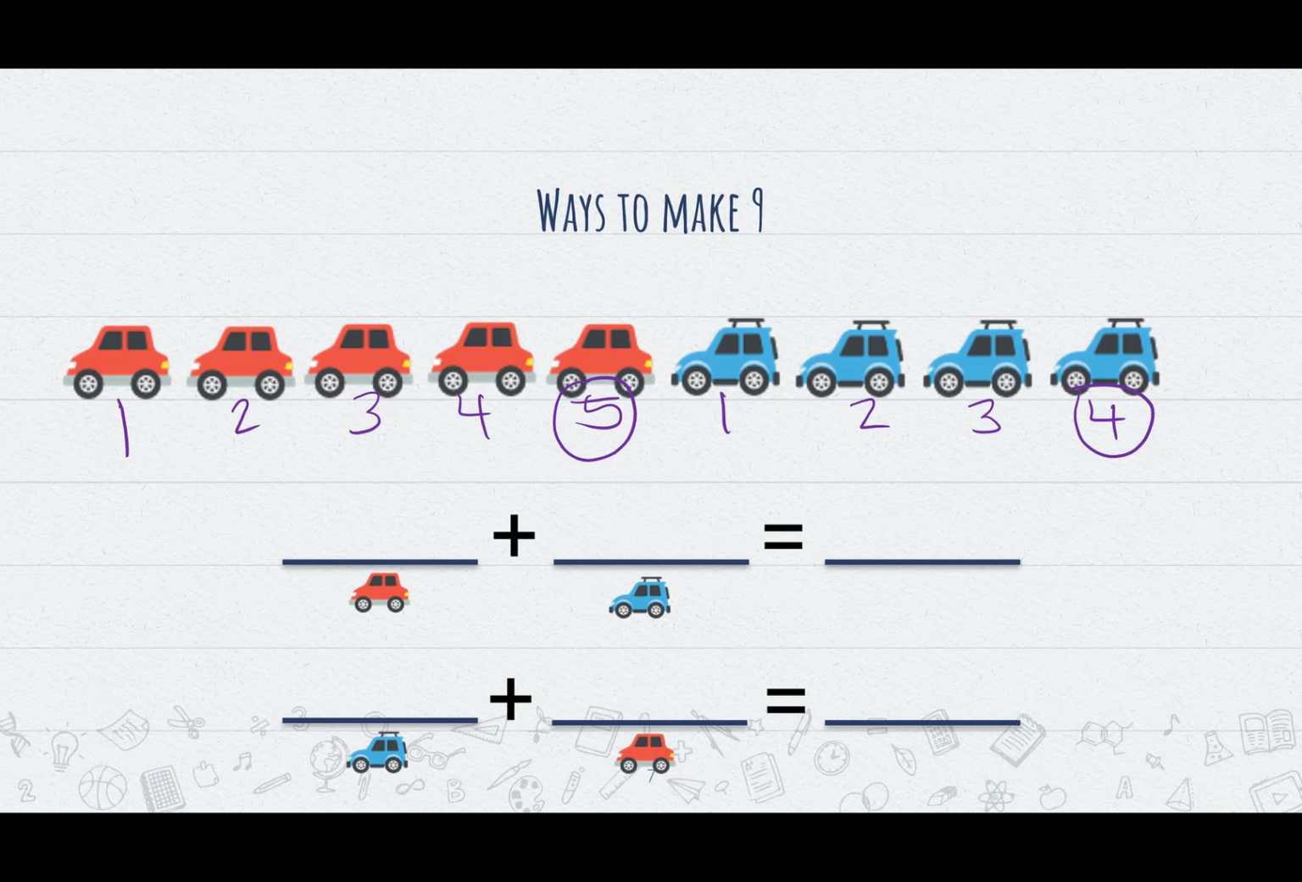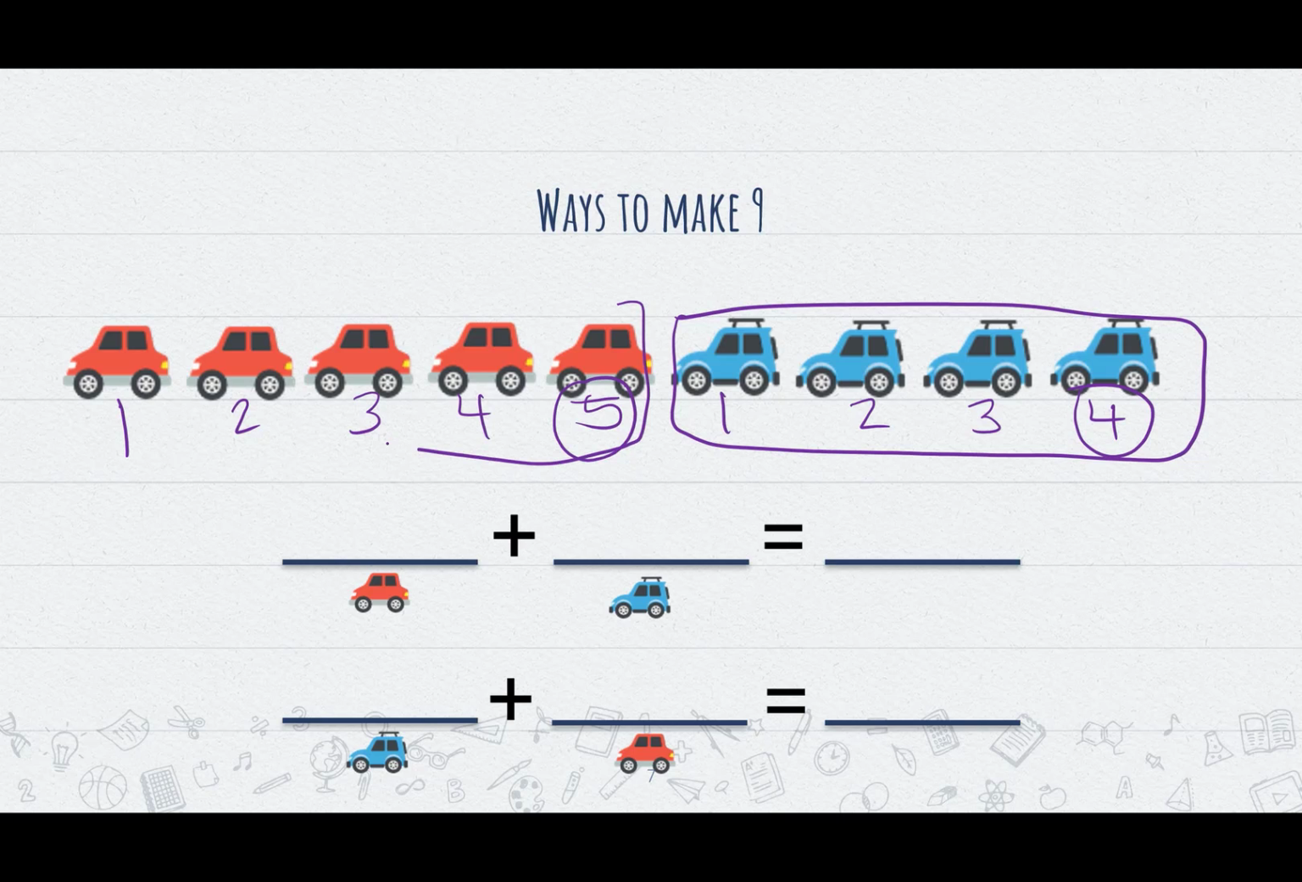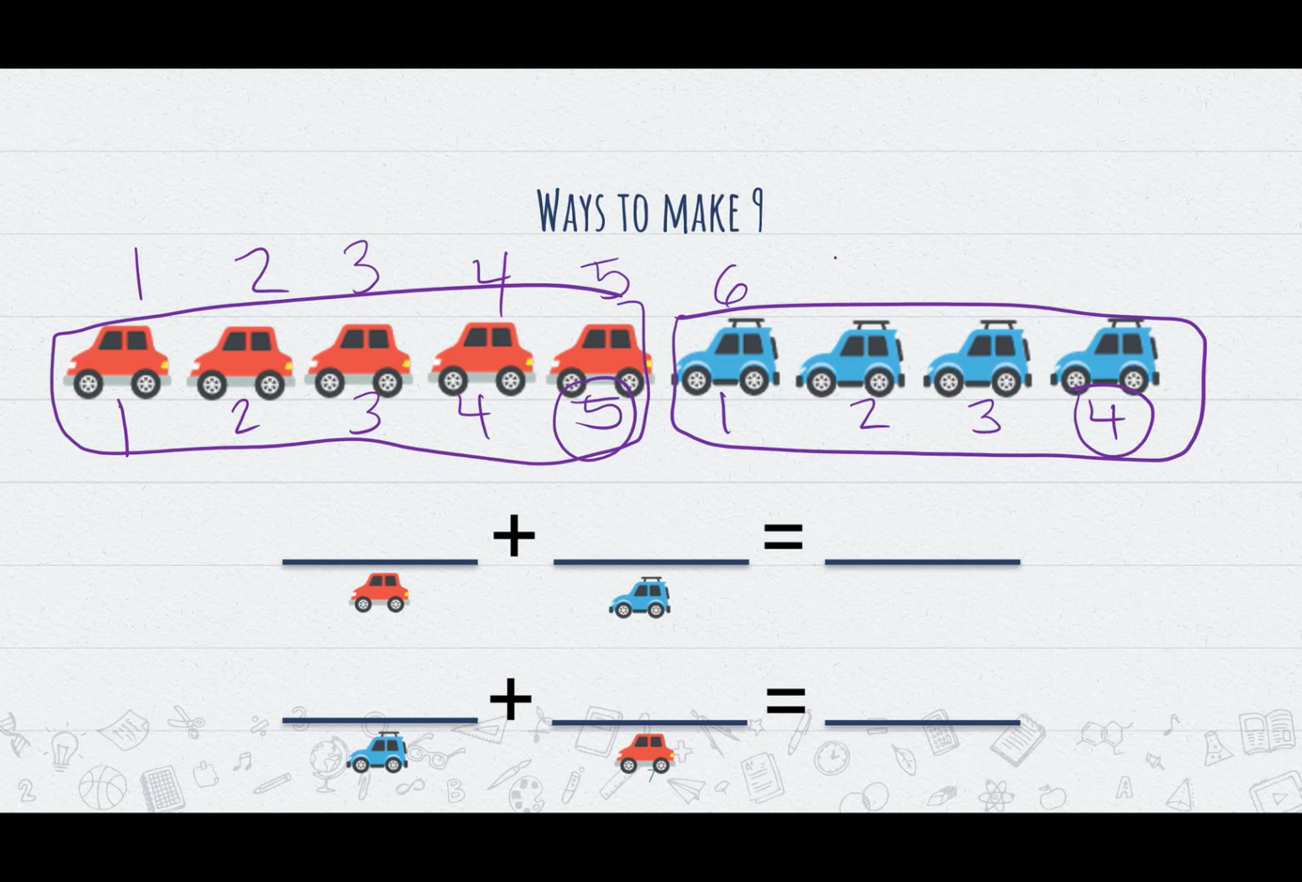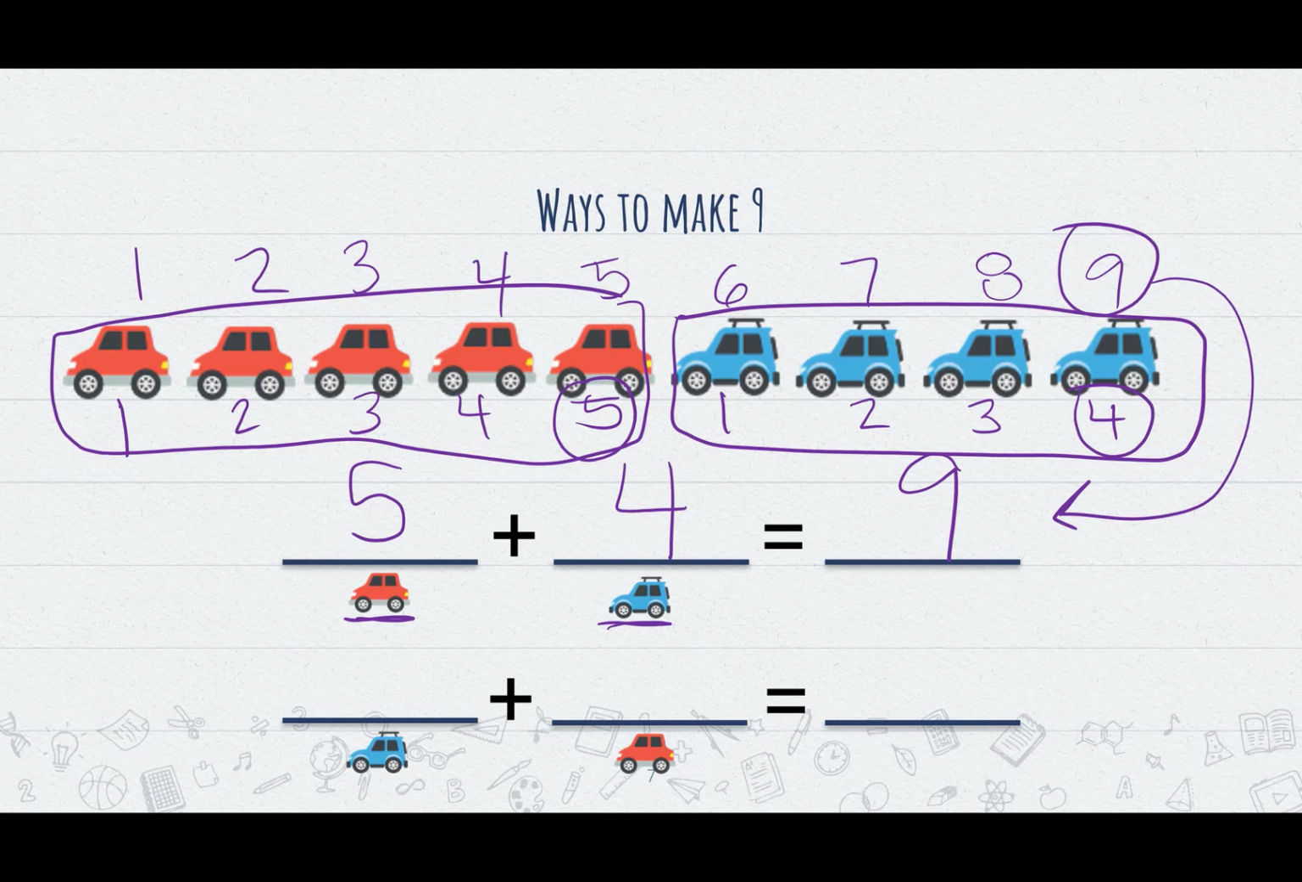Now I'm going to circle my group, so circle my blue cars before I forget. Circle my red cars, and then we count how many all together. 1, 2, 3, 4, 5, 6, 7, 8, 9. We have 9 all together. So we're going to practice writing our addition sentence. So if we start with our red cars, we have 5 plus our blue cars, 4 equals 9. Remember, we had 9 all together, so that's how many we have.